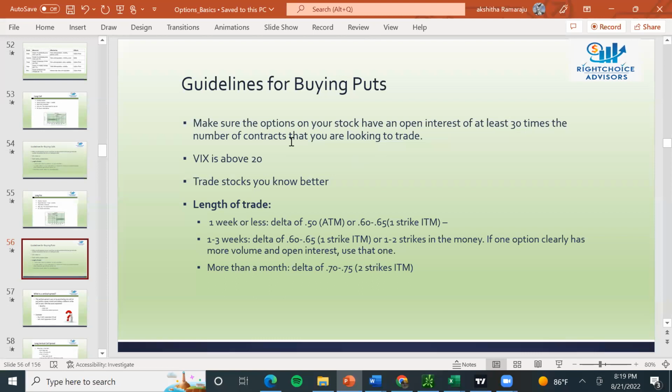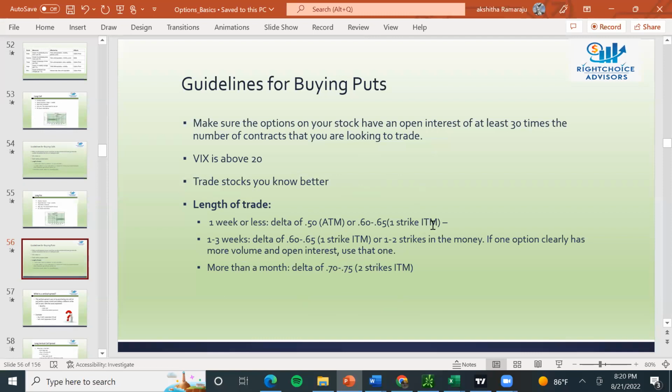And VIX is above 20. Generally, puts mean bearish. When VIX is high, that means volatility is high, and your stocks can drop. That's where you can make more money. So generally for buying puts, if VIX is above 20, that will give more possibility to make a lot more money. And again, trade stocks which you know better.